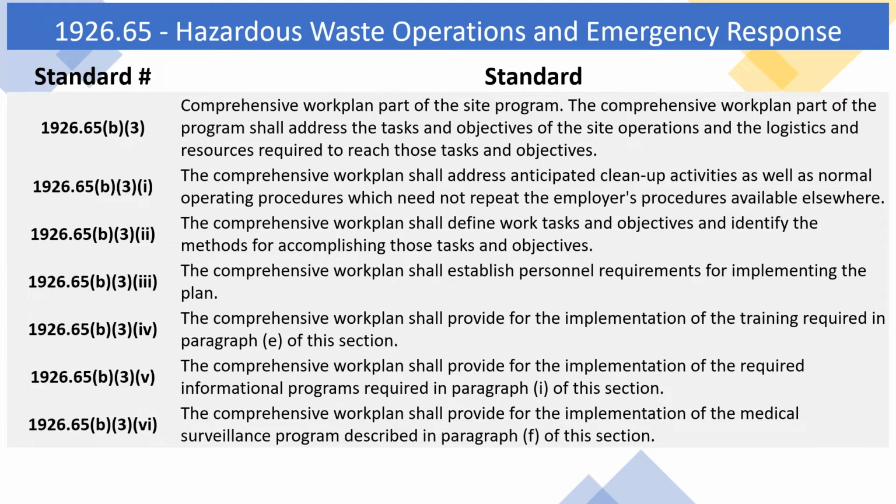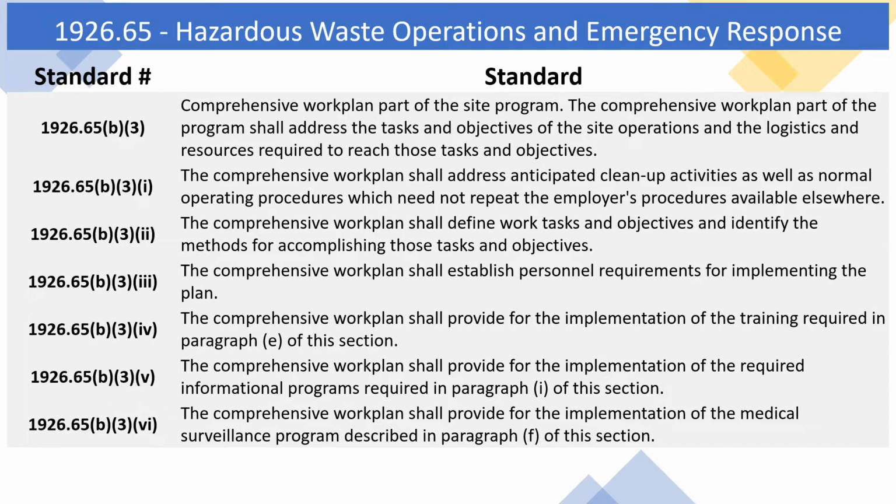1926.65(b)(3)(iii). The comprehensive work plan shall establish personnel requirements for implementing the plan. 1926.65(b)(3)(iv). The comprehensive work plan shall provide for the implementation of the training required in paragraph (e) of this section. 1926.65(b)(3)(v). The comprehensive work plan shall provide for the implementation of the informational programs required in paragraph (i) of this section.